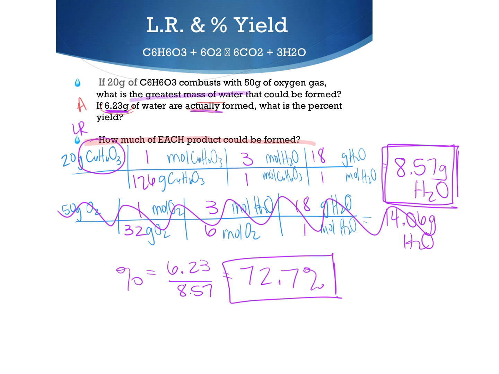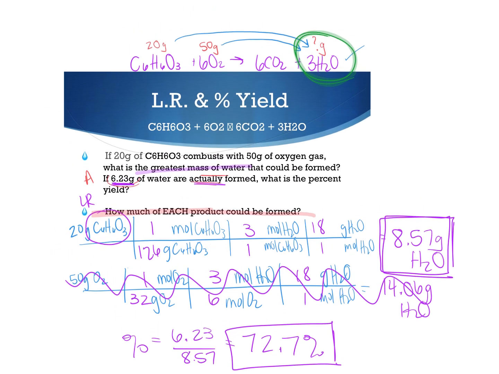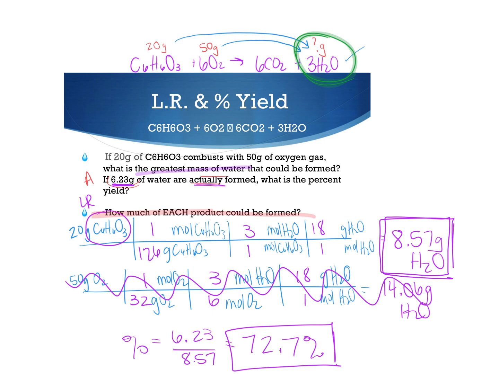The last part of my question right here asks, how much of each product can be formed? We've already found one of my products. Would you agree? Yes or no? We already know water, 8.57. Now it asks me for the mass of my other product.